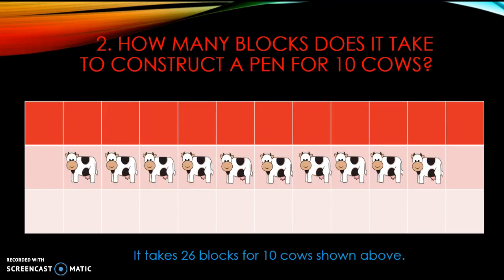Number 2. How many blocks does it take to construct a pen for 10 cows? It takes about 26 blocks to make a pen for 10 cows, which is shown above. And again, if we multiply 12 by 3, we're going to get 36, but minus the cows, which is going to make it 26 blocks in order to cover the 10 cows.